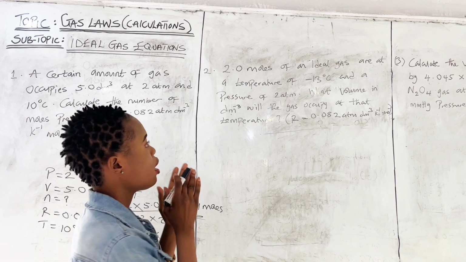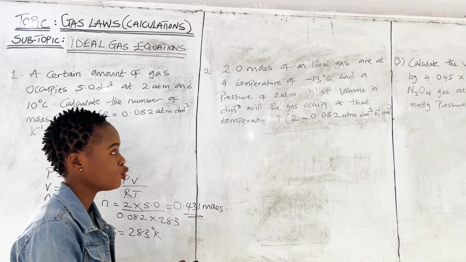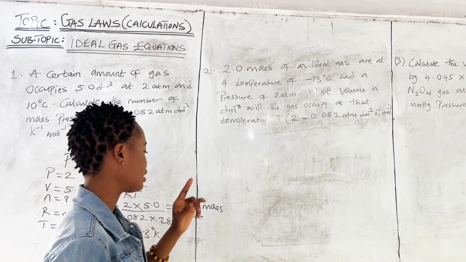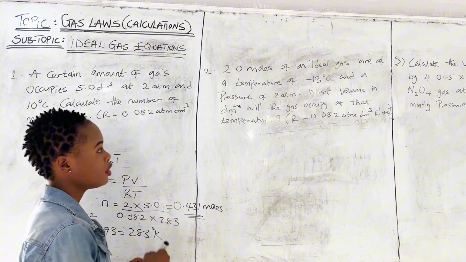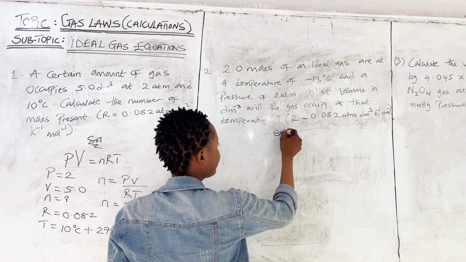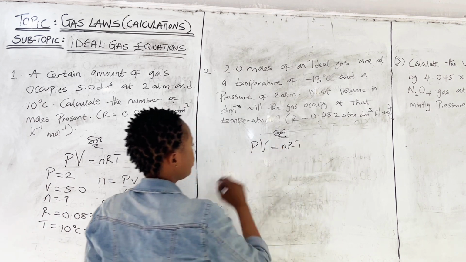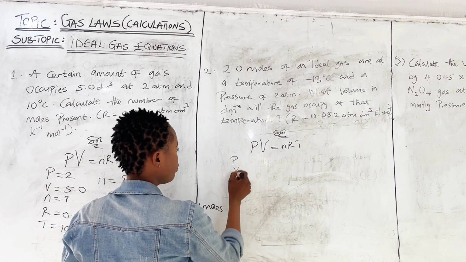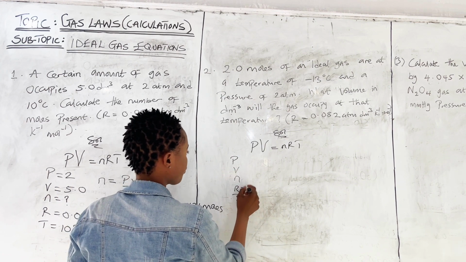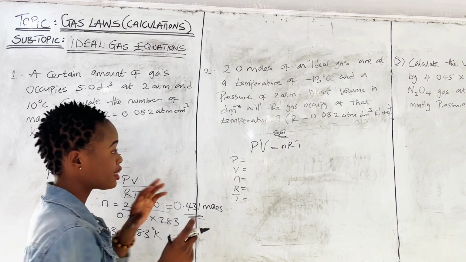2 atm. What volume in dm³ will the gas occupy at that temperature? Okay, so first things first, your formula: PV equals nRT. So you write out your parameters: your P, your V, your n, your R, and your T.